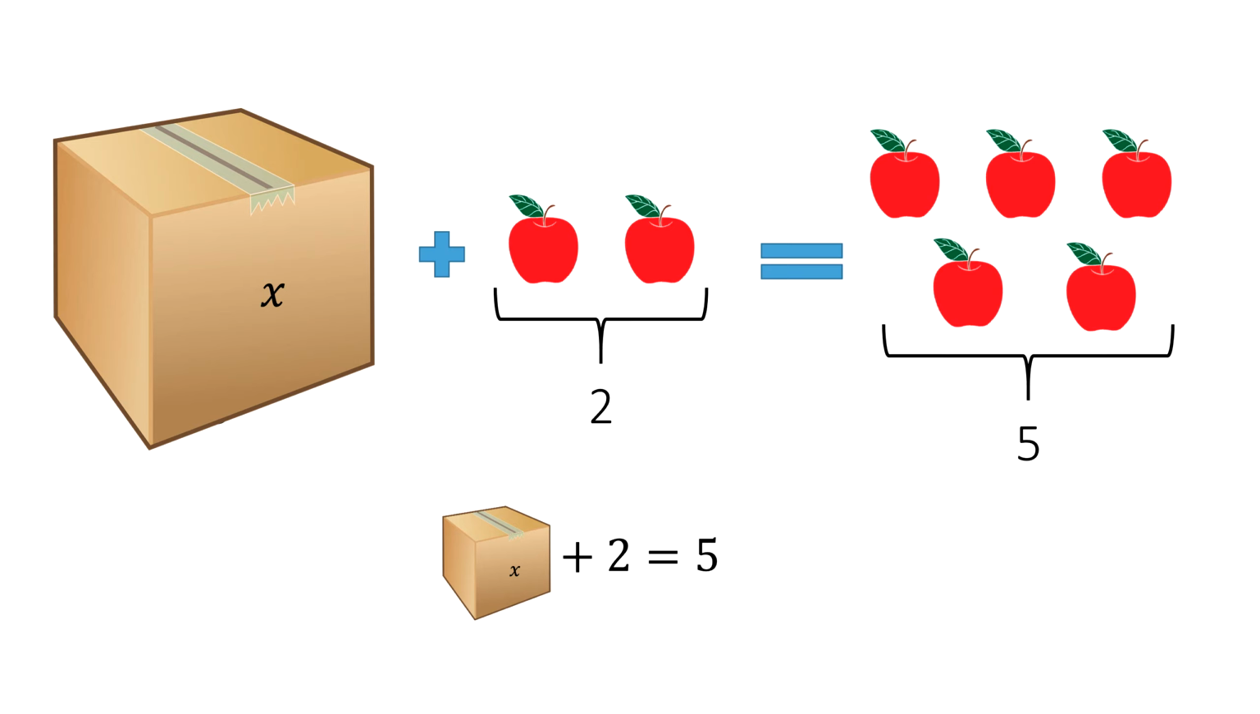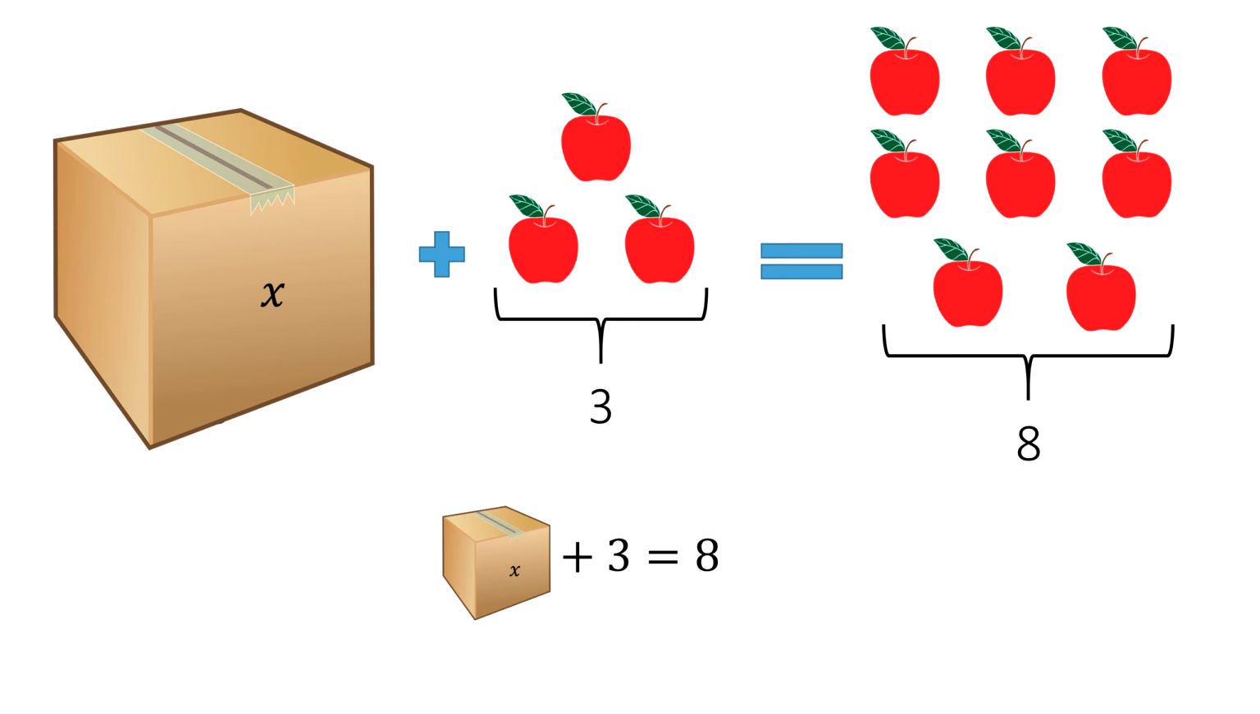Okay, but now let's suppose we don't know how many apples we have in box X. So I have a box X that has some apples in it. I don't know how many they are in there. They're not 3. And if I add 3 more apples to the apples that are in box X, I get 8 apples in total.